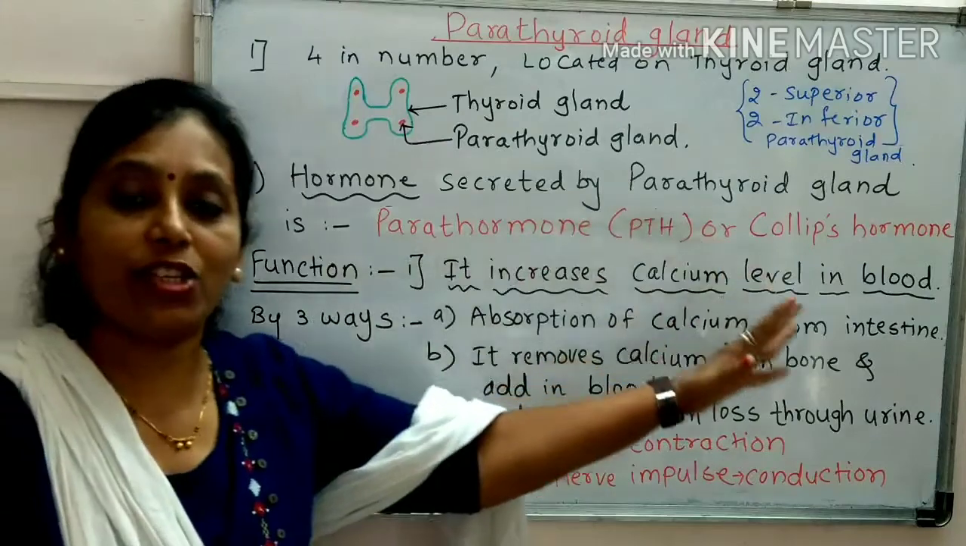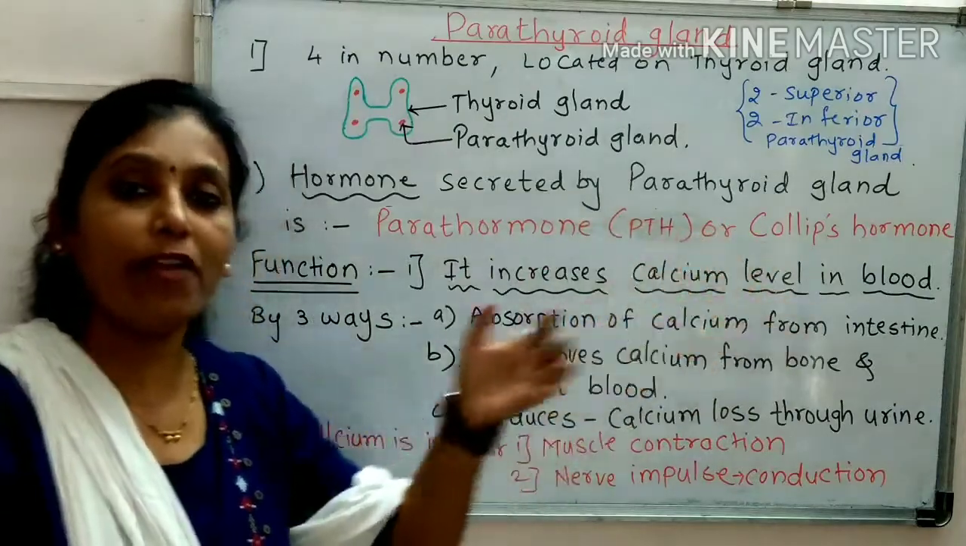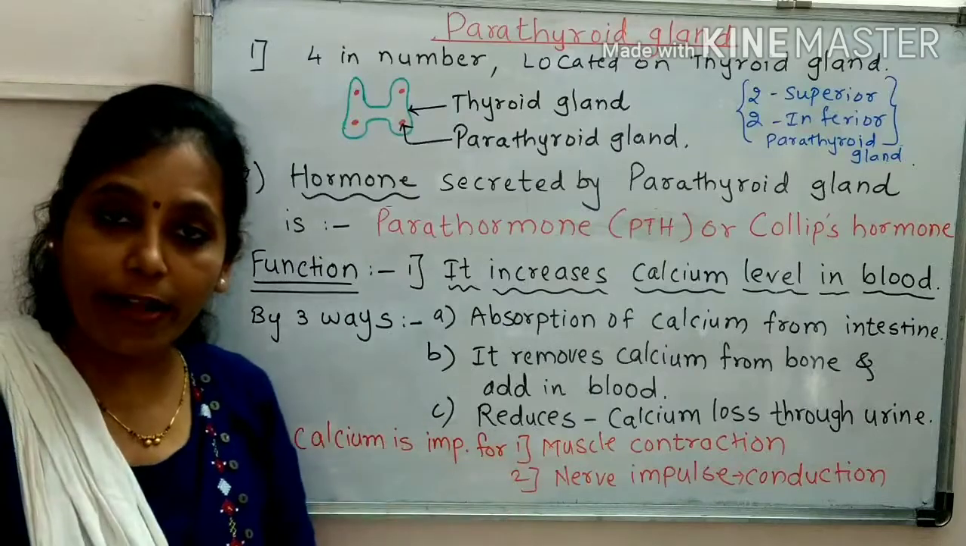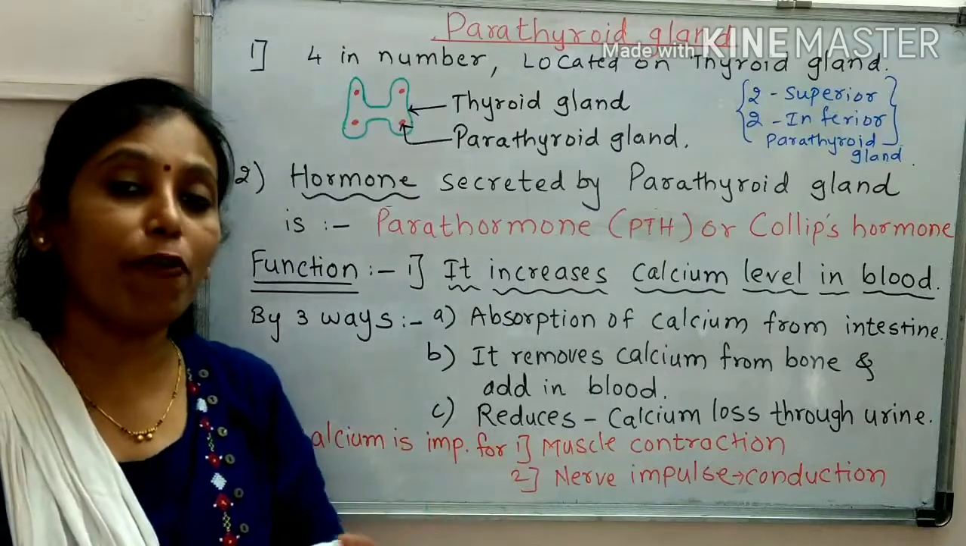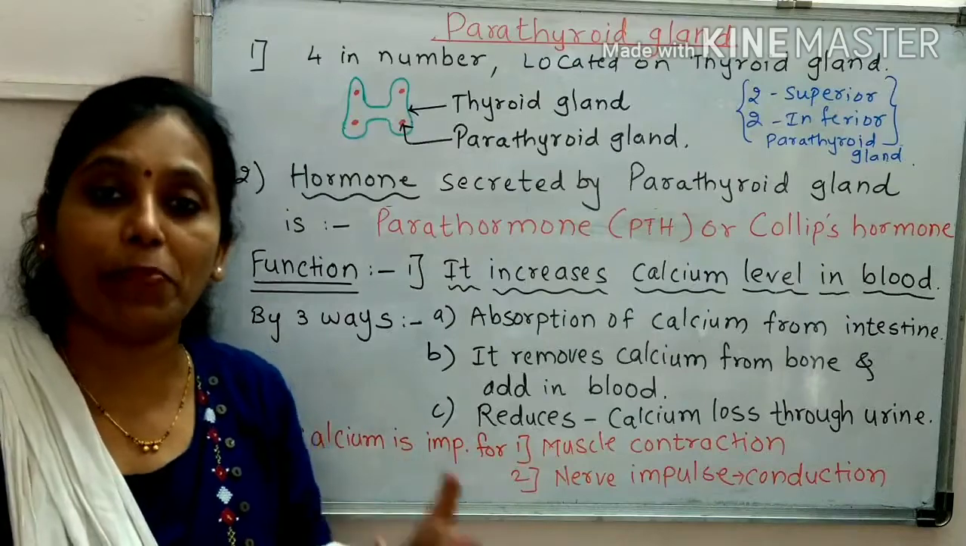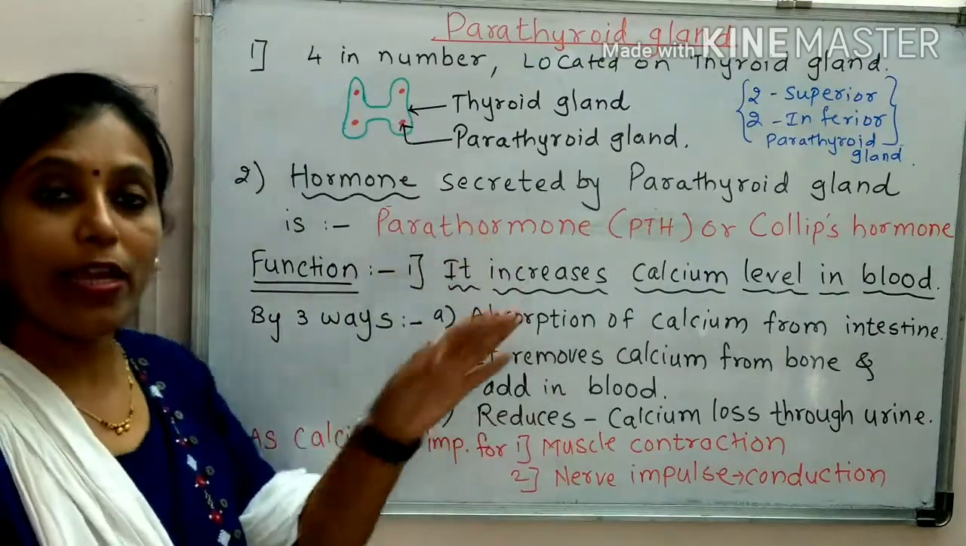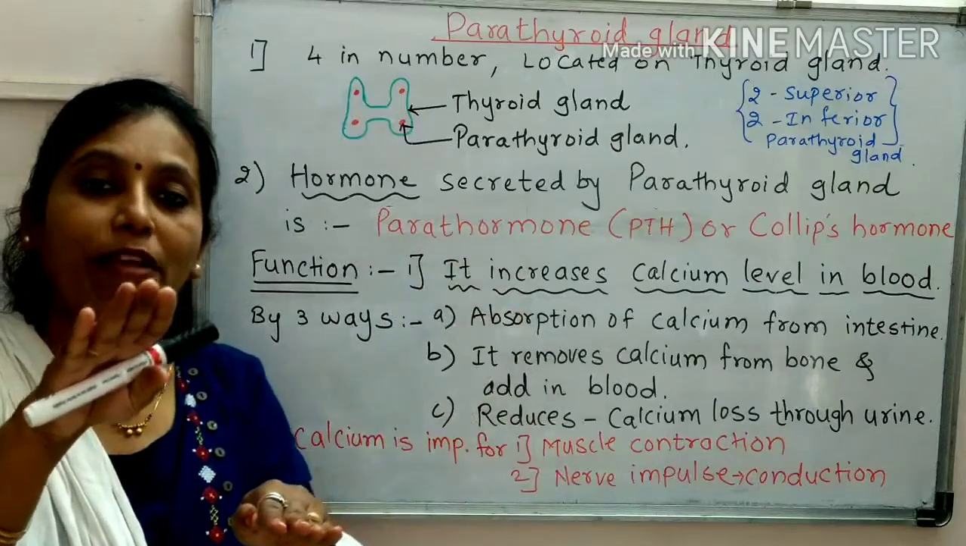Now why is this calcium very much required for the body? Calcium is important for muscle contraction. It is also required for the transmission of nerve impulses. But by 3 ways, this hormone increases the calcium level in the blood.